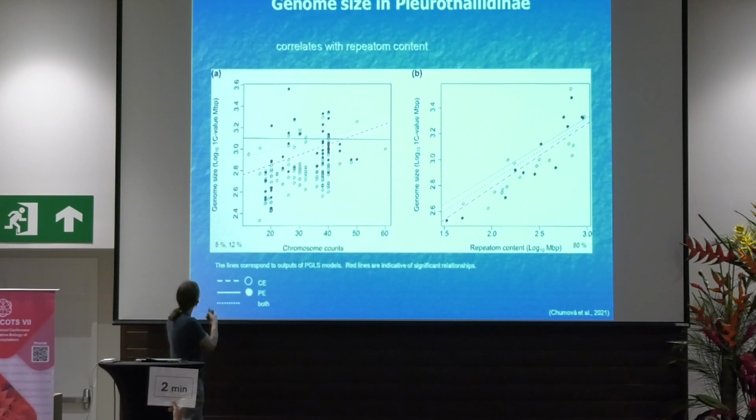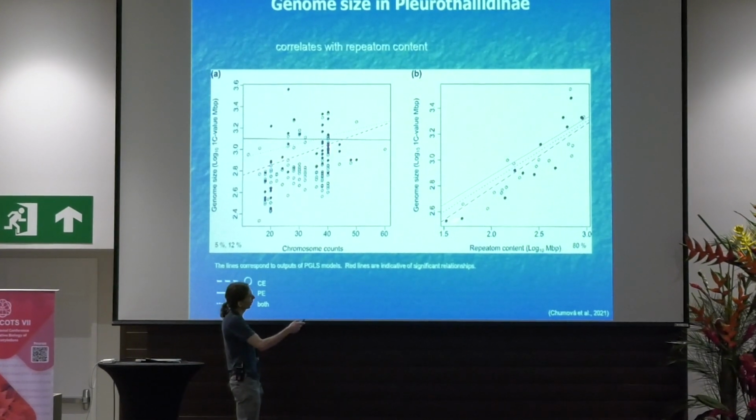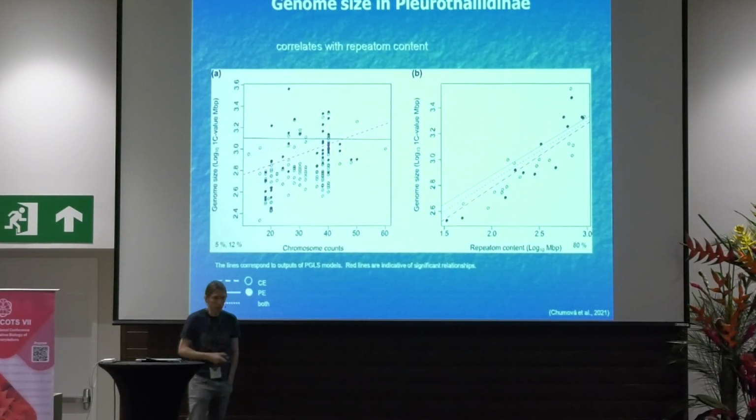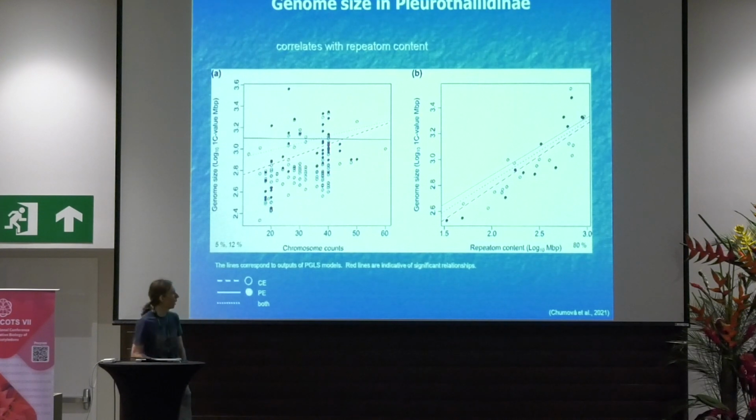So we tried to find some other relationships to understand what is there. We tried to correlate genome size with chromosome counts. It's nearly nothing there. Maybe something very weak for species with conventional endoreplication, but mostly nothing. Here it's correlation with repeatome content, and there is really nice correlation. It shows that what creates differences in genome size in this younger group is mostly accumulation of repetitive elements in genomes.